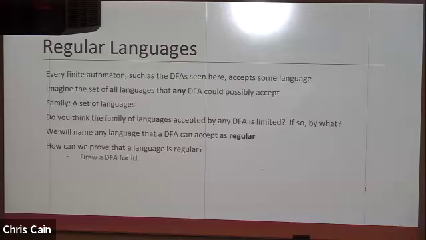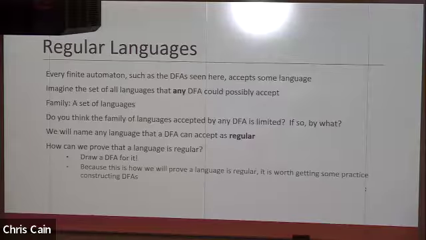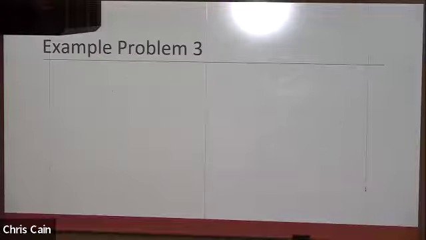We will also go over a couple of other ways to prove that a language is regular, with a couple of other classes of ideas. But because this is how we're going to be proving that a language is regular, it's worth getting practice in constructing them. So if I were to ask you a question like, prove this language is regular, you just draw a DFA for it. So let's get a little bit more practice, making it a little bit more complicated each time. So example problem number 3.